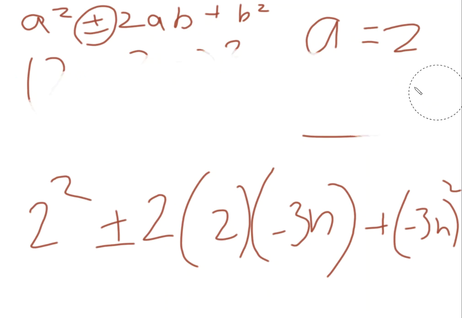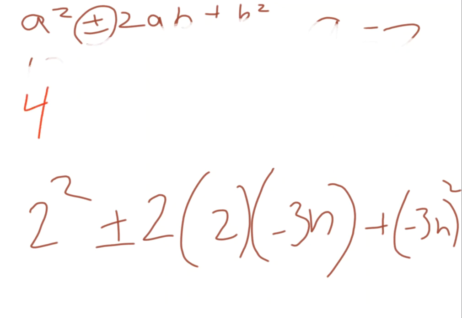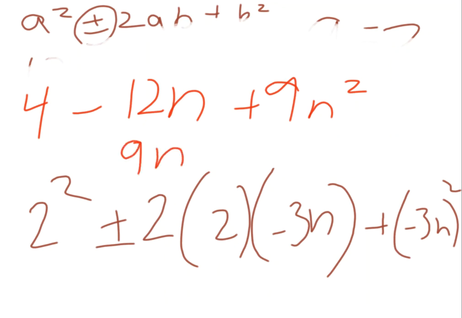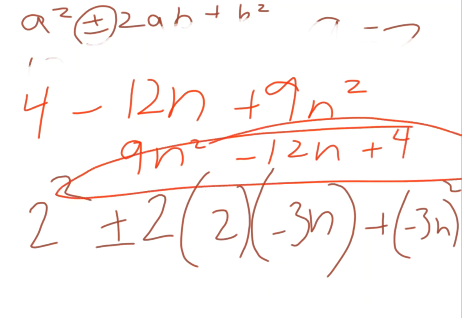So let's go ahead and write down the answer. So 2 squared is 4, and then 2 times 2 is 4, and 4 times negative 3n is negative 12n, and then negative 3n squared is going to be positive 9n squared. So our answer will end up being, after you rearrange it, 9n squared minus 12n plus 4. So that will be our answer.